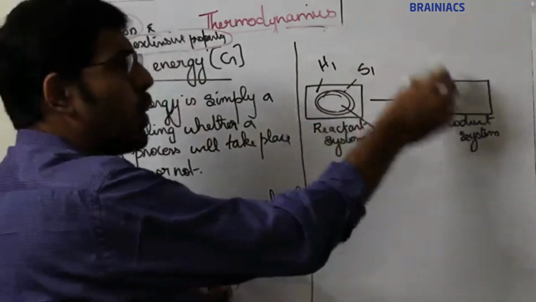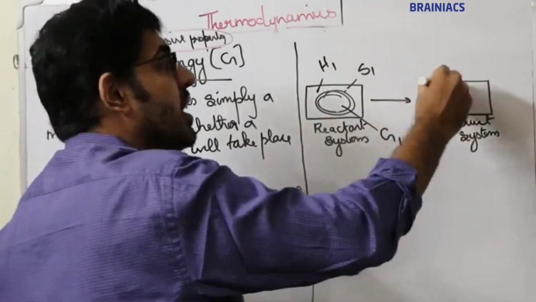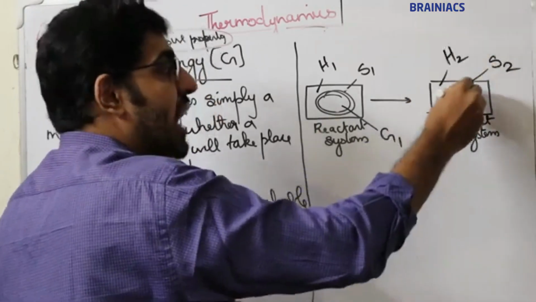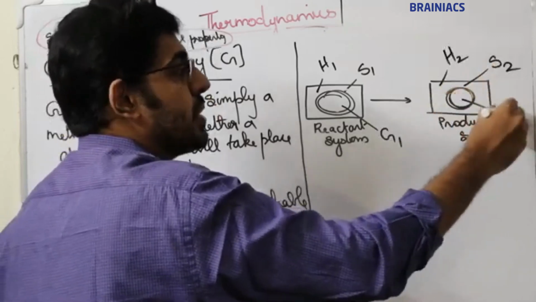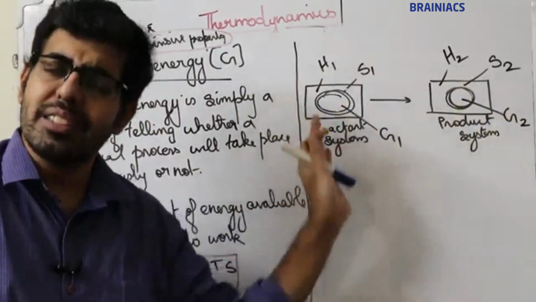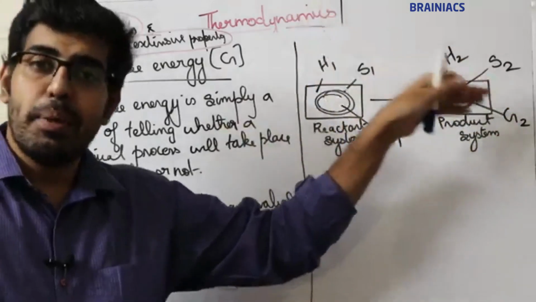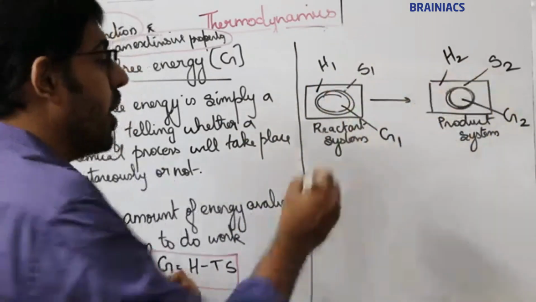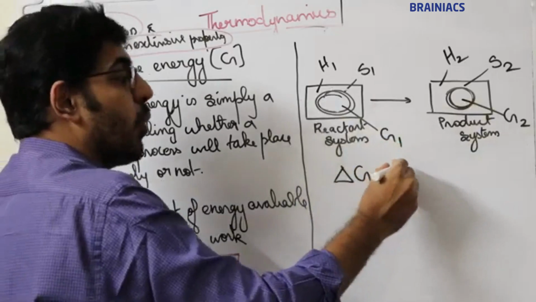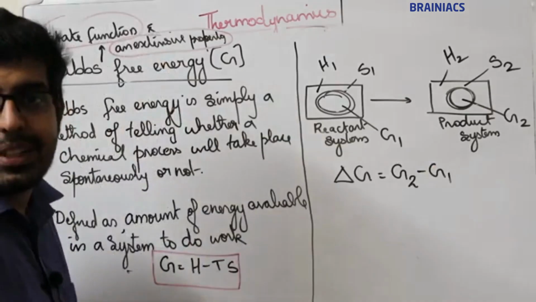Now, during a process, the reactant system changes to a product system. Let the enthalpy of the product be H2, the entropy of the product be S2, and the available energy inside this product system be G2. So enthalpy changes, entropy changes, and Gibbs free energy changes. What is delta G, the change in Gibbs free energy during the process? It is the Gibbs free energy of product minus the Gibbs free energy of reactant, G2 minus G1.